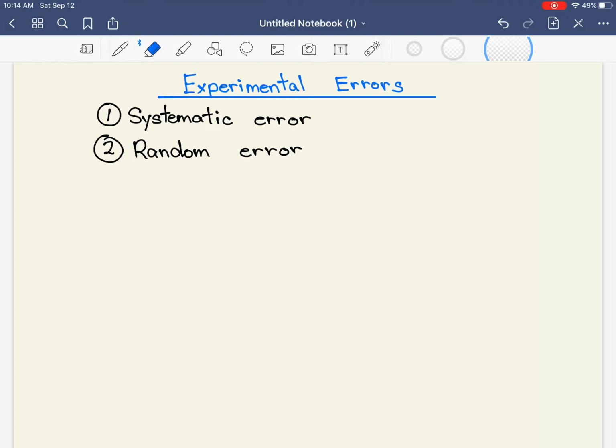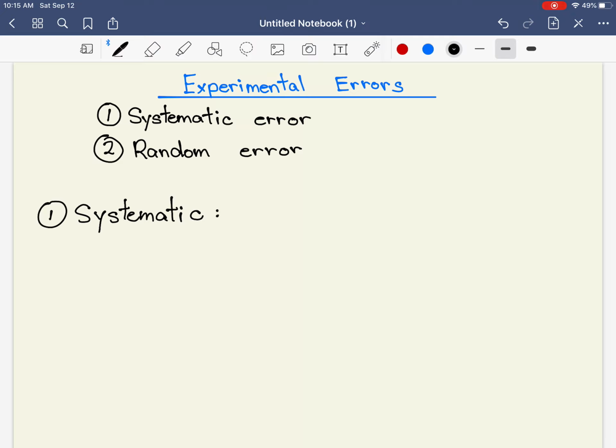All right, the lesson here is on experimental errors, as I have it on the title. Experimental errors are divided into two main types: you have systematic error and you have random errors. Now, what's the difference between the two? Let's take a look at systematic error and what that is all about.